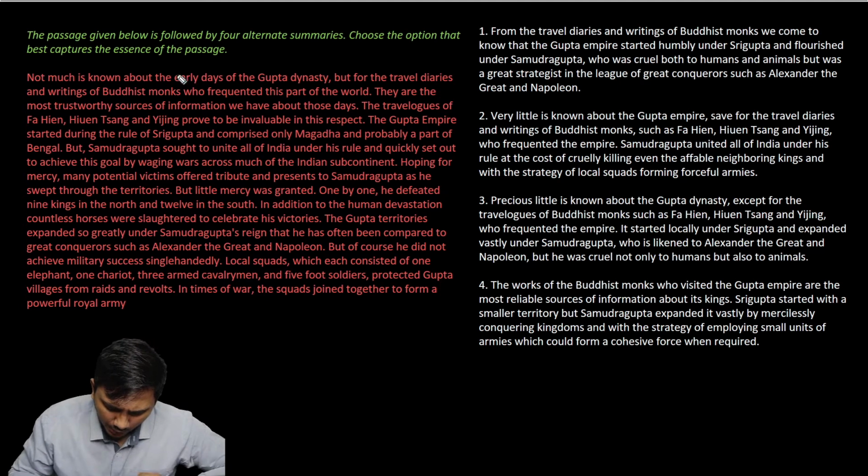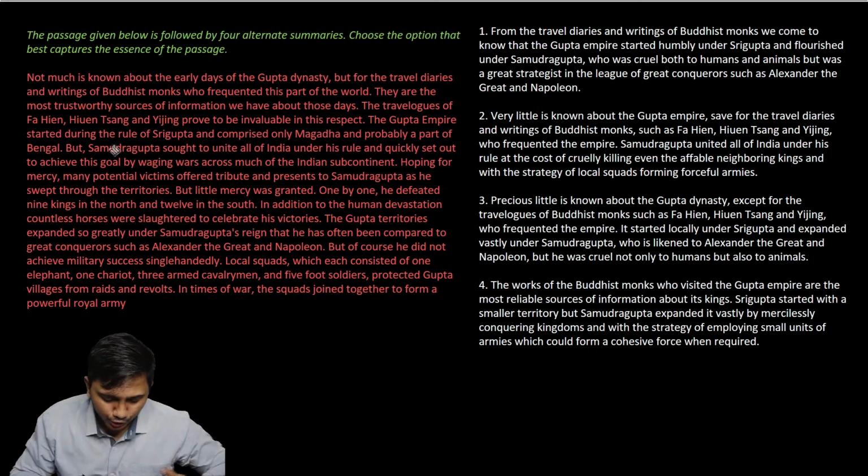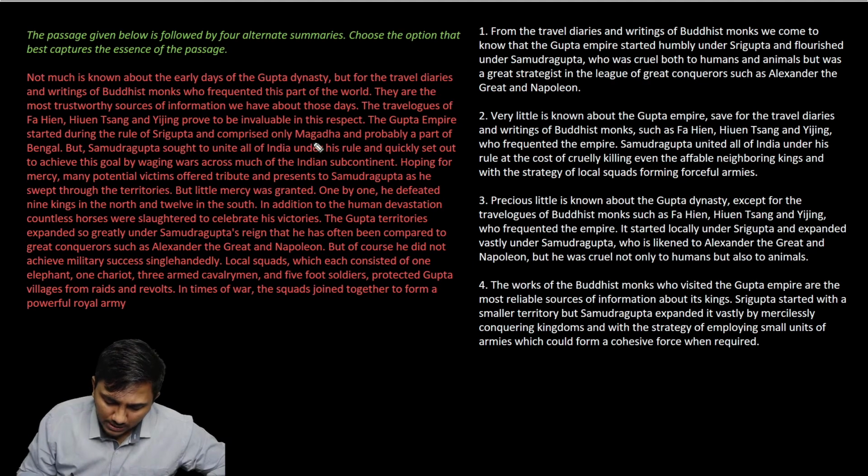Not much is known about the early days of the Gupta dynasty, but for the travel diaries and writings of Buddhist monks who frequented this part of the world. They are the most trustworthy sources of information we have about those days. The travelogues of Fa-Hien, I'm not very sure how this is to be pronounced, proved to be invaluable in this respect. The Gupta Empire started during the rule of Sri Gupta and comprised only Magadha and probably a part of Bengal. But Samudragupta sought to unite all of India under his rule and quickly set out to achieve this goal by waging wars across much of the Indian subcontinent.